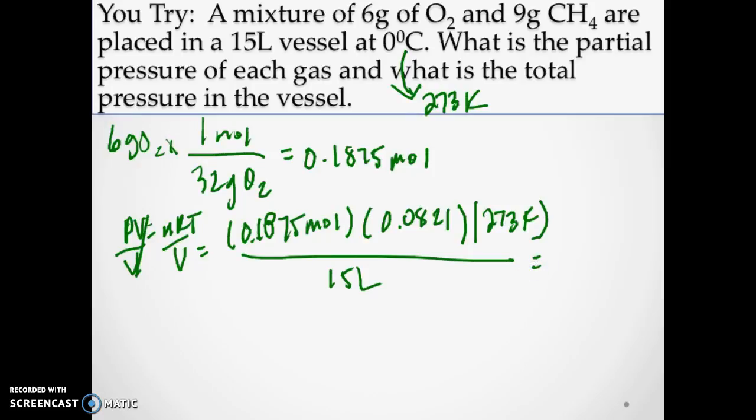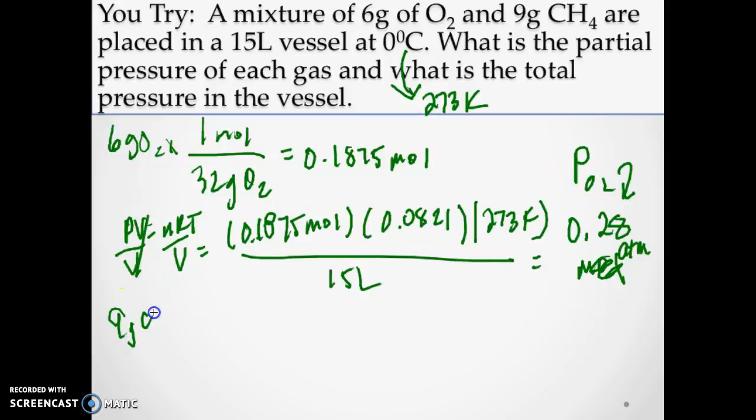And when you solve this, you're going to get 0.1875 times 0.0821 times 273 divided by 15, and that is going to give us 0.28 moles. I'm sorry, not moles. Atmospheres. Atmospheres is pressure. Okay, so that's going to be the partial pressure of O2. Do the same again for methane.